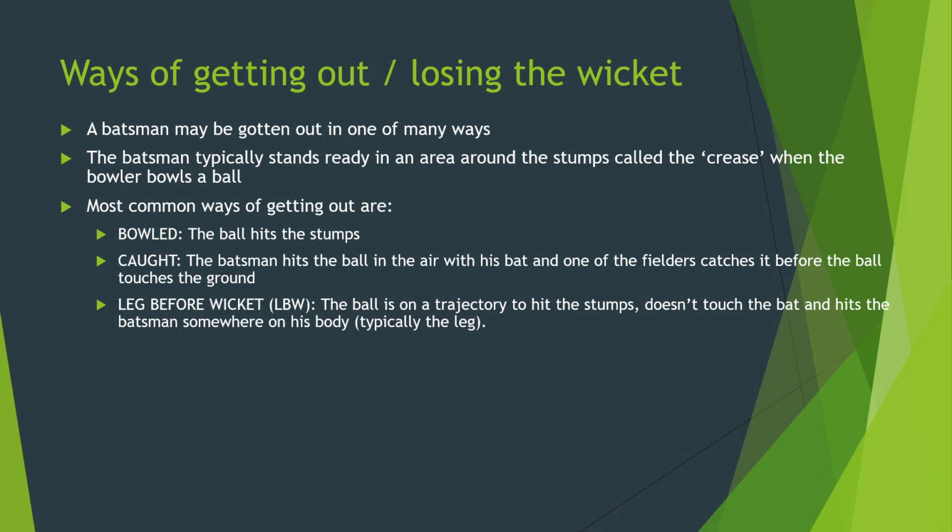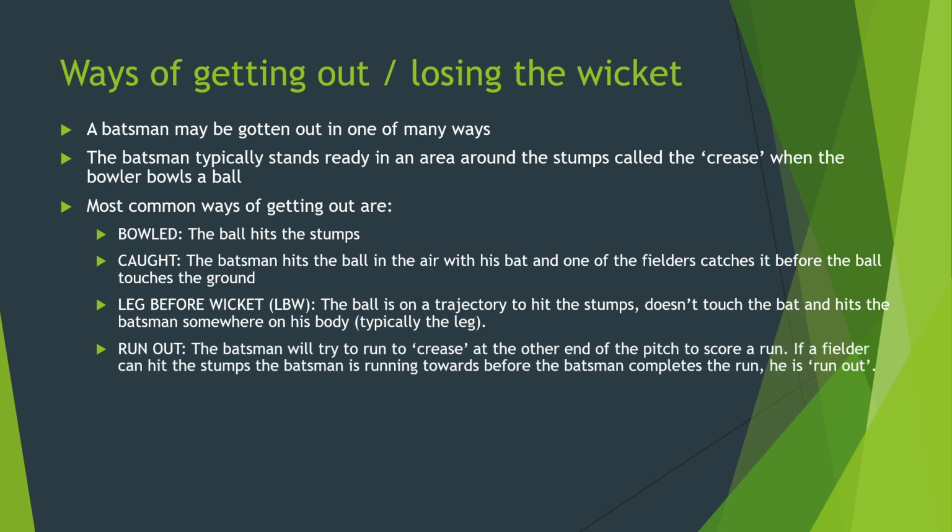The intent here is that the batsman is illegally blocking the ball from hitting the stumps. If he had actually made contact with his bat, then he's not out. But if he did not make contact with his bat and instead, he is blocking the ball from hitting the stumps with some part of his body, then he is out leg before wicket.